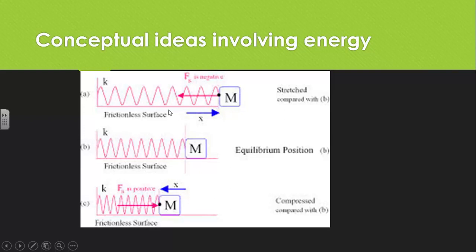Well, if I've released this mass, it goes to the equilibrium position. All the potential energy has been converted to kinetic energy. Well, as the spring compresses again, all the kinetic energy gets converted back to potential energy until I'm at that maximum value of compression.